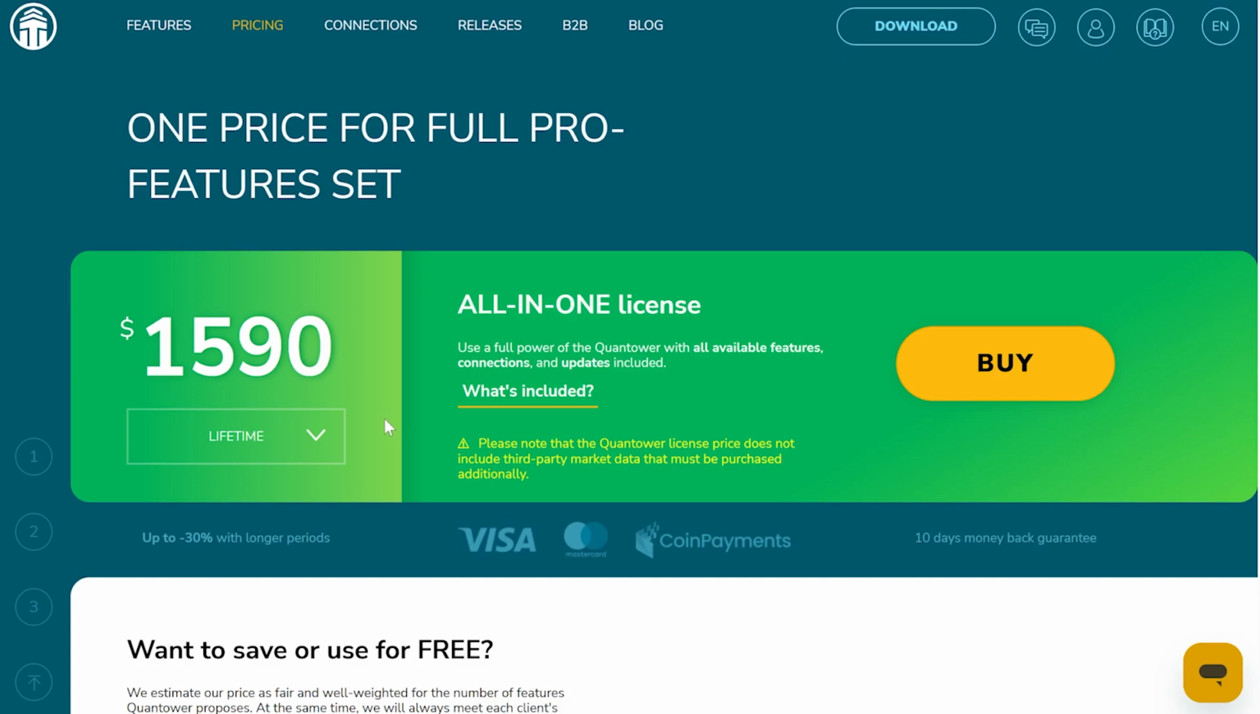And Quantower, like I said, offers a 7-day free trial with all of the features I've showed you. So definitely give that a try if you're interested.